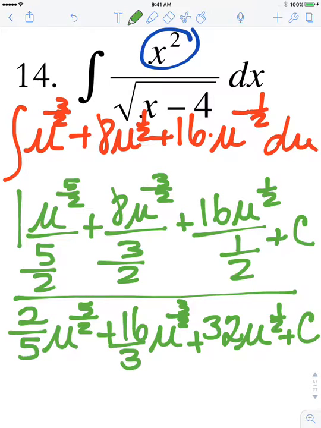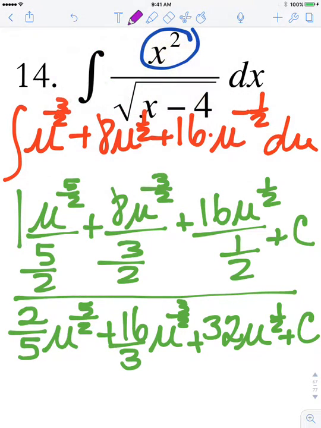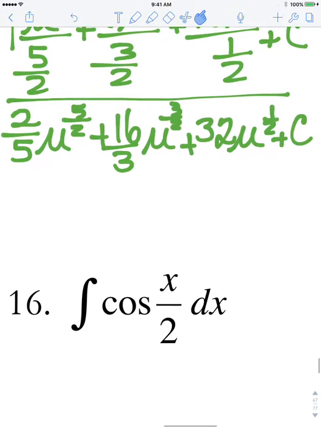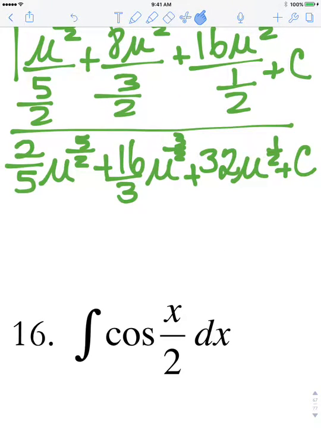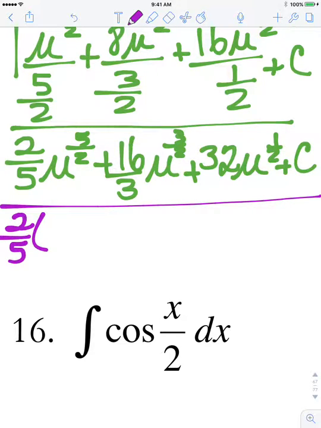And our final step is to go ahead and reinsert what we said was u, which in this problem was x minus 4. So let me just do that in a different color. Here we go. All right, so our final answer, 2/5 x minus 4 to the 5/2 power.